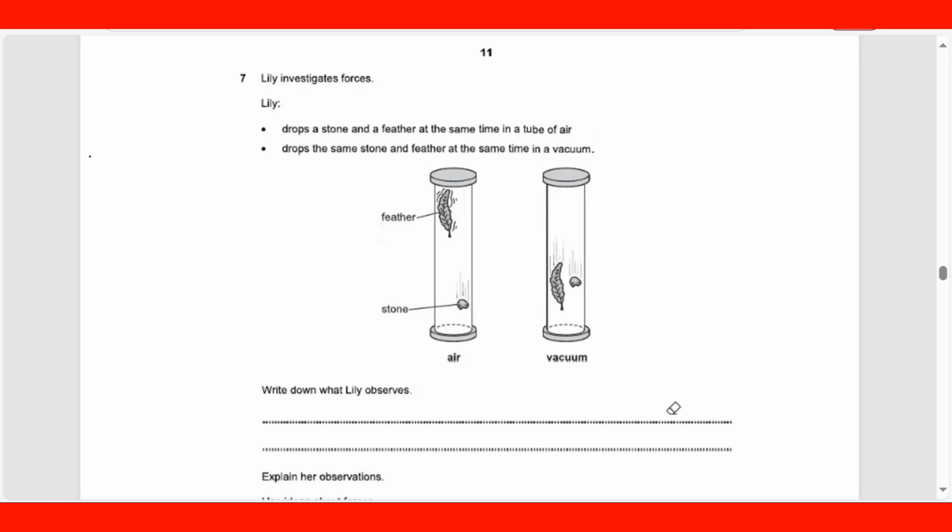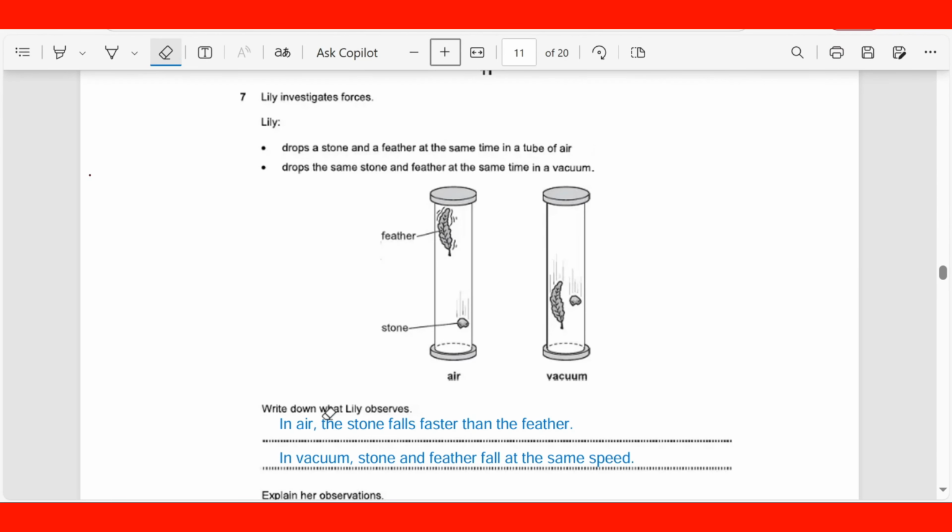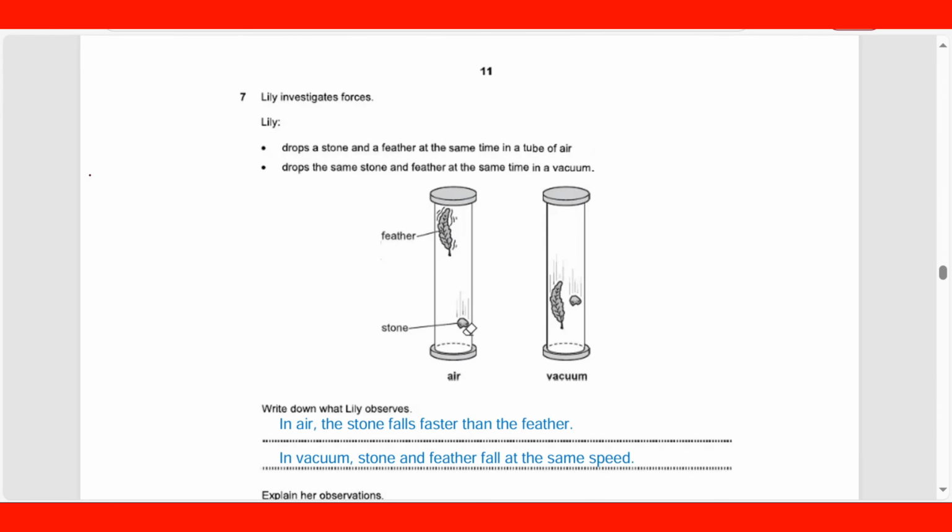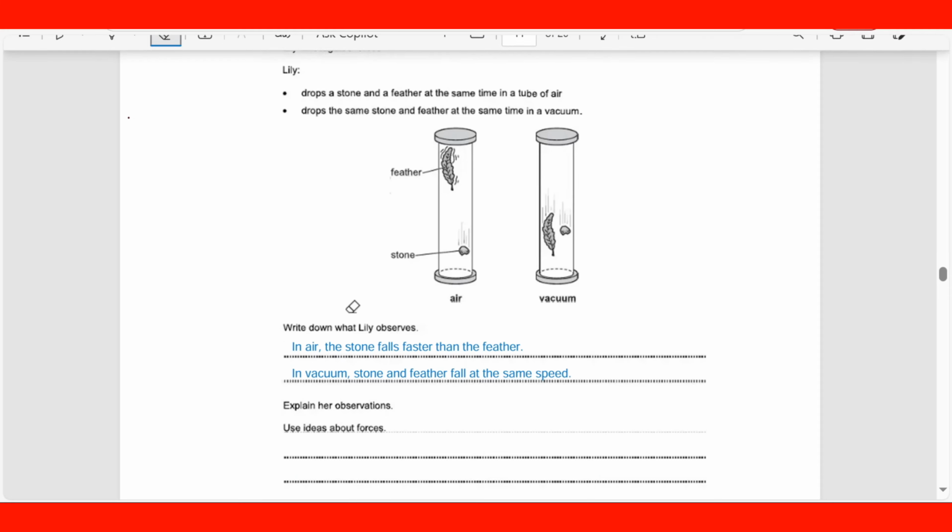Okay, let's check out the answer, guys. So in air, the stone falls faster than the feather, while in a vacuum, the stone and feather fall at the same time, at the same speed. Right. Alright, let's move on. The next question is: explain her observation. Use ideas about forces.